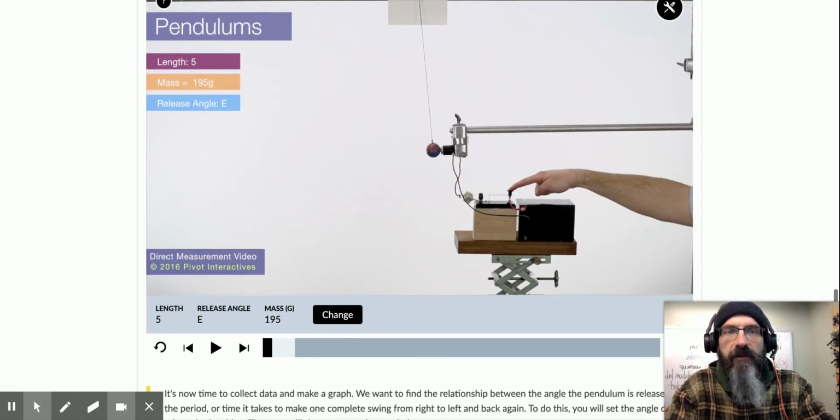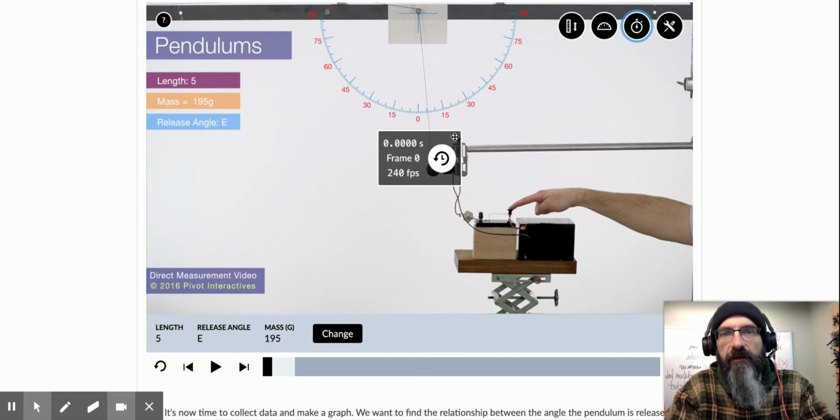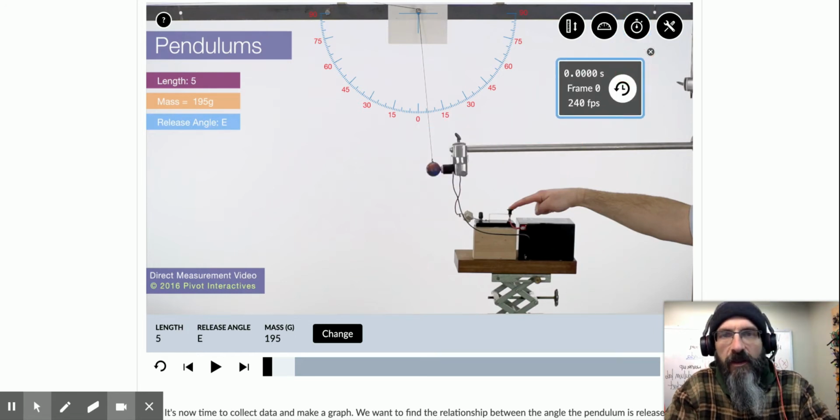Okay, this is the same video that we just saw in the first part here. Same thing, just another instance of it. We're going to use this to collect data on the angle and the period of a pendulum. We need the protractor, we need the stopwatch. We need to move the stopwatch out of the way.